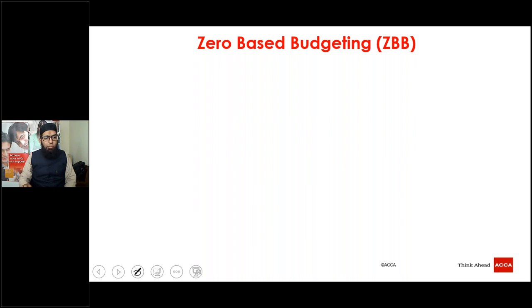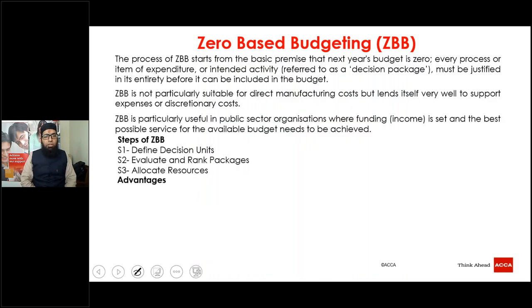Now let's talk about the zero-based budget. The basic premise in the zero-based budget is that we will be preparing the budget from the start.